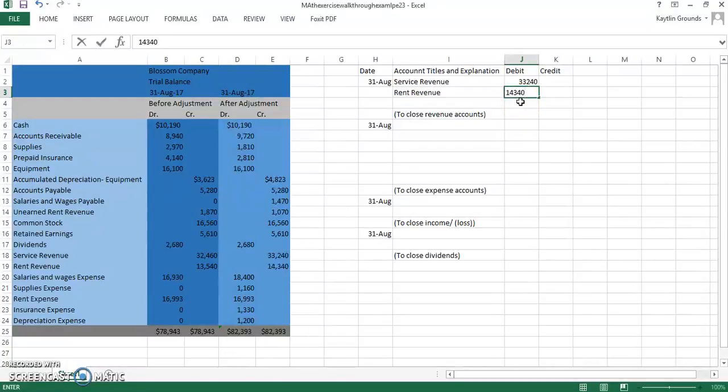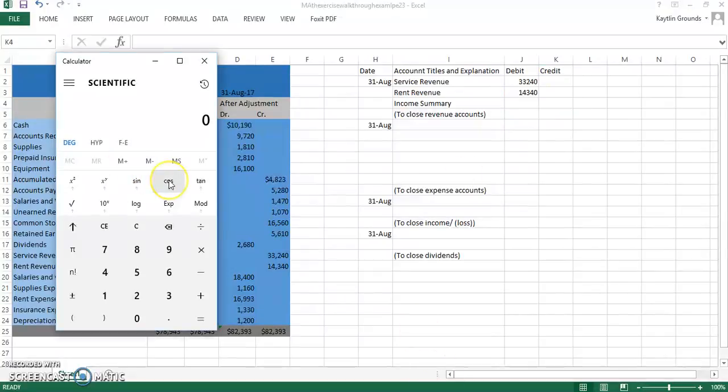And then we're going to do an income summary of our revenues, and we're going to credit that. We're going to do $33,240 plus $14,340 equals $47,580.